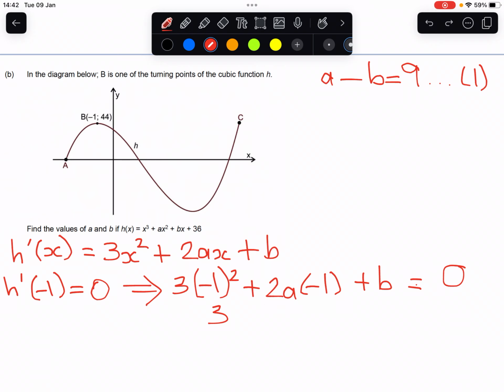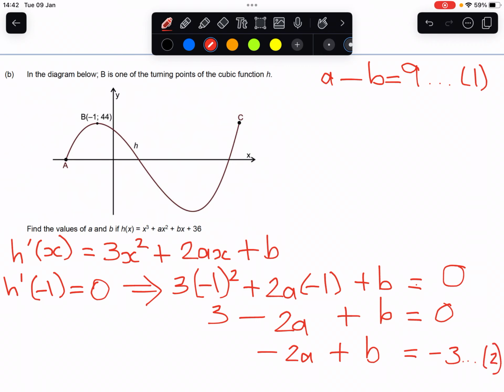Right, so we end up with minus 2a plus b is equal to 0. And then just so that it looks like this equation as well, where we have a and b on one side and a constant on the other, I'm going to minus 3 on both sides. All right, so we end up with negative 2a plus b is equal to negative 3, and that becomes our second equation. So I'm going to just take note of that as well. Negative 2a plus b is equal to negative 3.